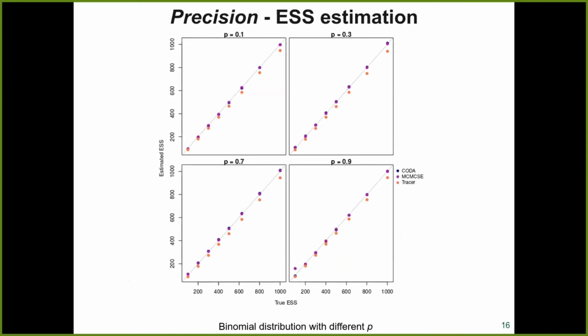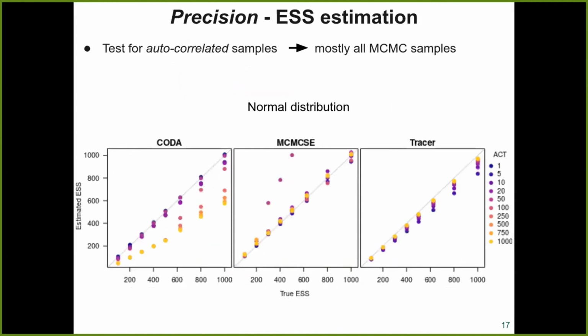So we tested for different probabilities of success P, and they all produce the same profile. Again, Tracer is underestimating the ESS. But in the MCMC, the rule is that we have autocorrelated samples. So the samples are not independent. So we decided also to test the estimation of ESS in the case of autocorrelated samples.